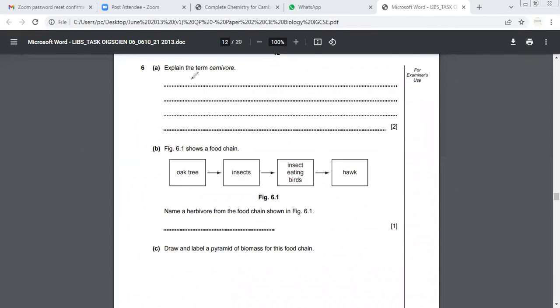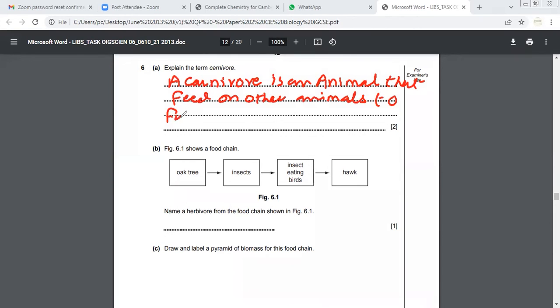Now, this question is taken from ecology and ecosystem. Explain the term carnivore. Carnivore is an animal that feeds on other animals to fulfill their basic requirements.